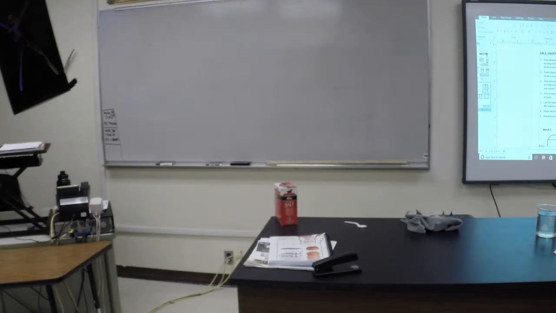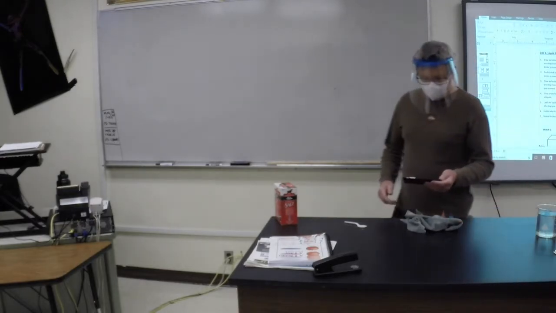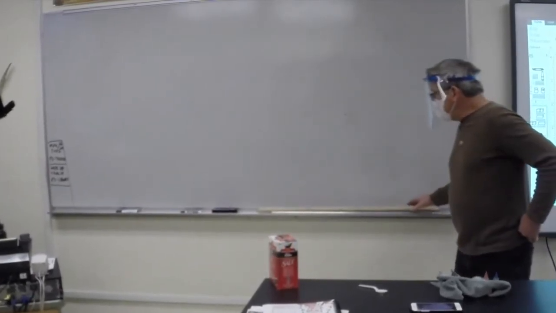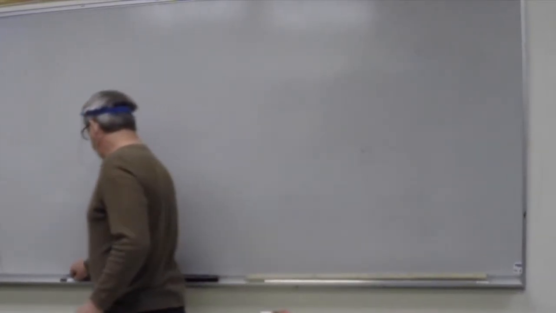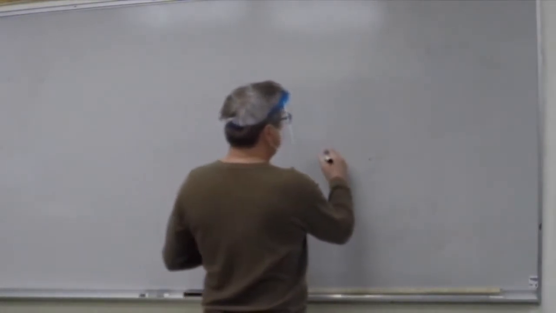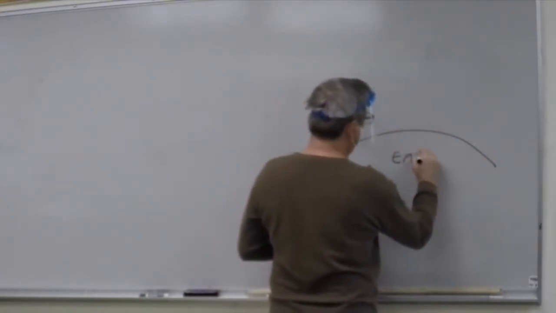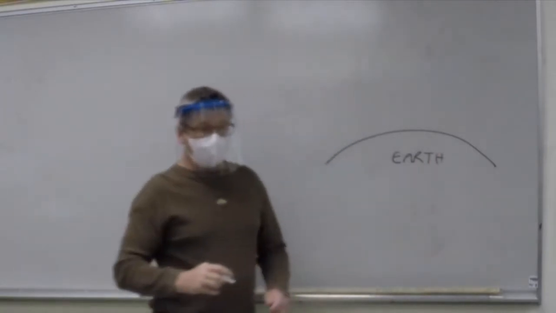So, okay, we're going to do a diagram over here. And we're going to start with the Earth. So this is the surface of the Earth curving around.